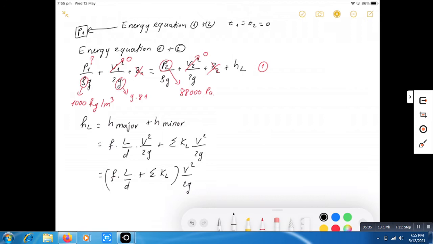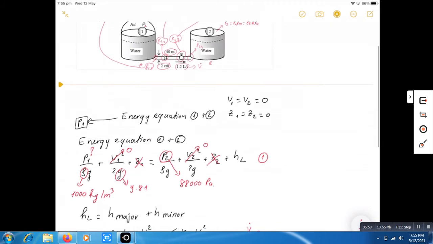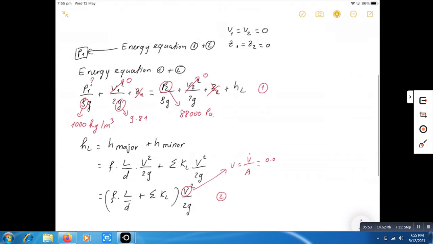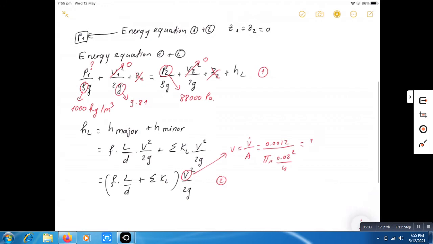Okay, this one I call equation 2. Now let's have a look at equation 2. Velocity, that's easy. Velocity equals volume flow rate divided by cross-section area. The volume flow rate is 1.2 liters per second, or 0.0012 meter cube per second, converted to SI units, divided by pi times the diameter, 0.02, squared, over 4. So the velocity in this case is 3.82 meters per second.